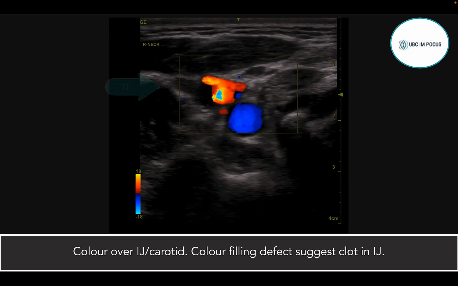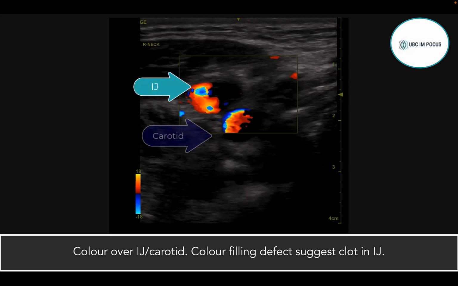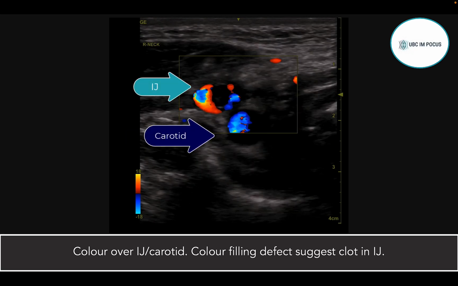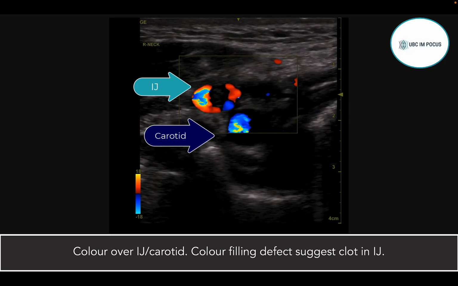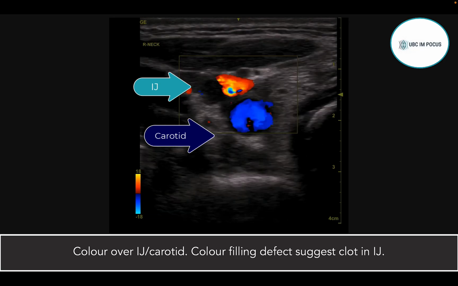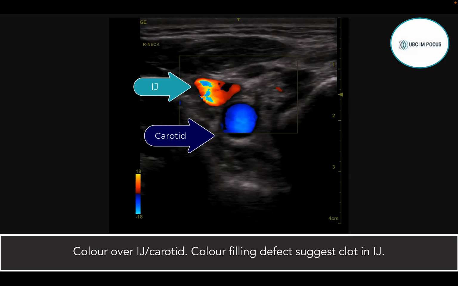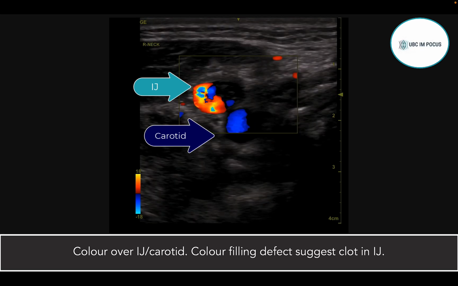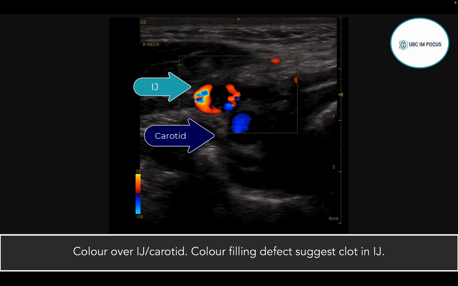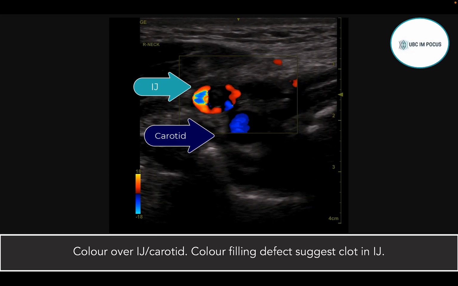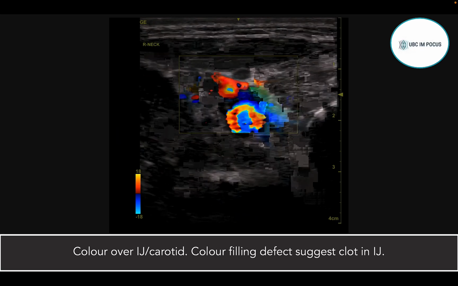This is that same patient, and now we put some color on to illustrate this again. Reminder that red is not arterial and blue is not venous. This is just a matter of directionality of blood flow relative to the probe. But you can see that in that top vessel there's a clear filling defect where the color doesn't go. So that again is clot.